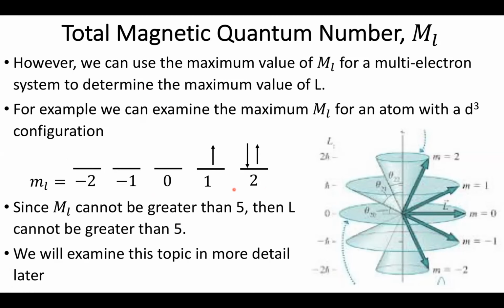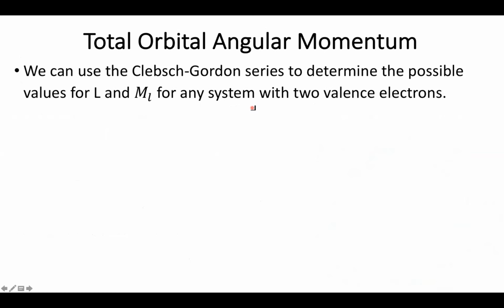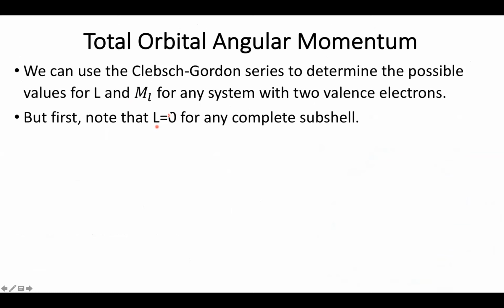So I've been talking for a bit, so let's try and apply these concepts in a little bit more of a visceral fashion. So let's try and use our Clebsch-Gordan series to determine the possible values for our total orbital angular momentums and our total quantum numbers for any system with at least 2 electrons. And again, note that if you have a complete subshell, our total orbital angular momentum has to be 0, because all of our angular momentum in that full subshell has canceled out.